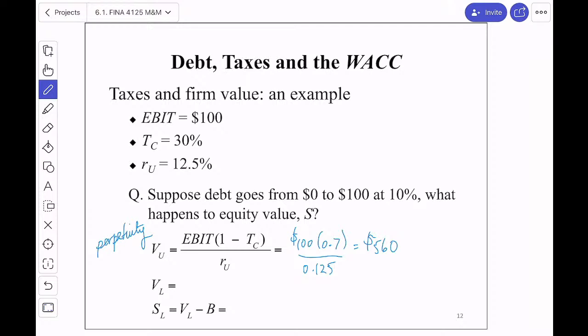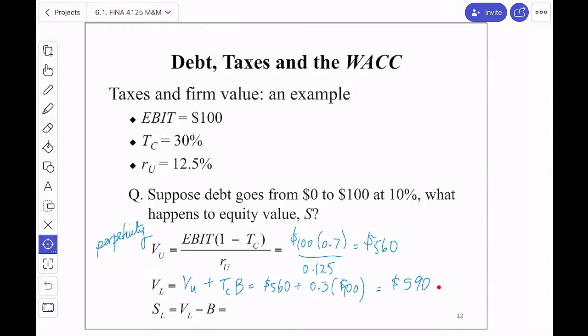Okay, so let's use the equation that we derived above for the levered firm. That would be the unlevered firm value plus TCB. So what do we get? We've already done this considering perpetual cash flows. We've come up with this TCB amount. So TC is 0.3 and B is 100. So you end up with 590. So the unlevered firm was 560. The levered firm is 590.